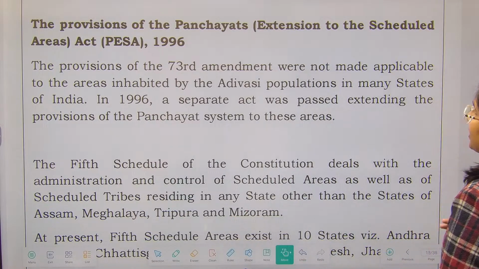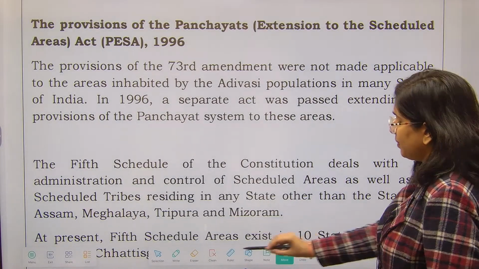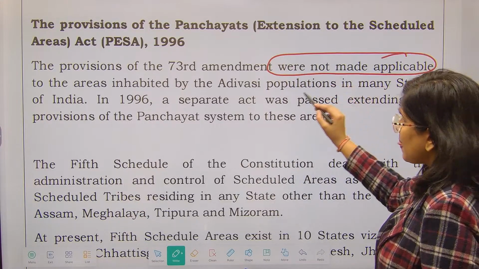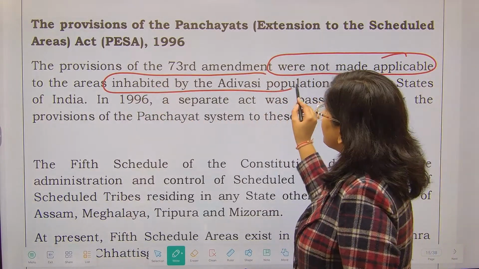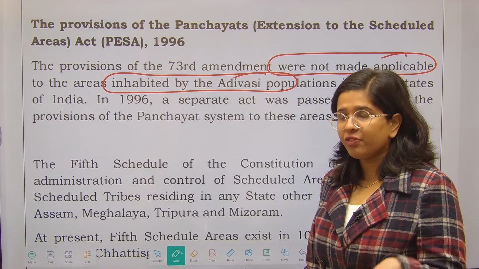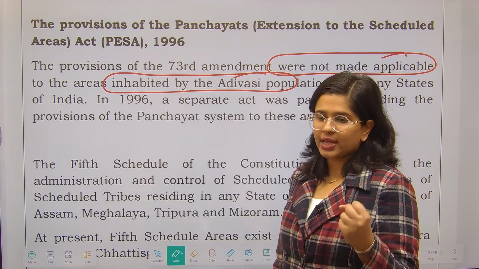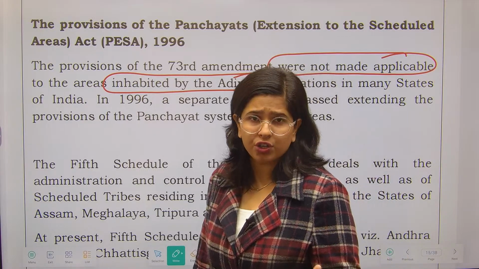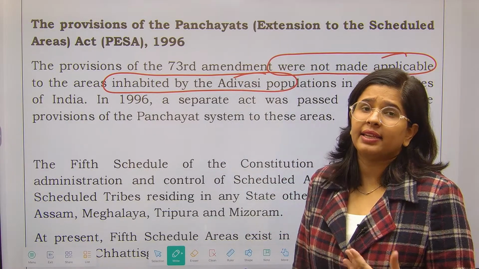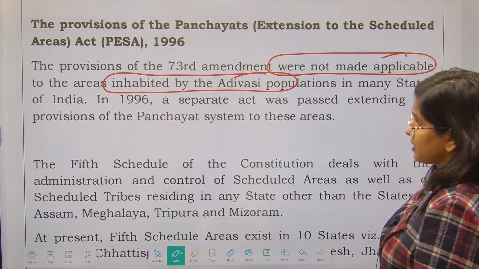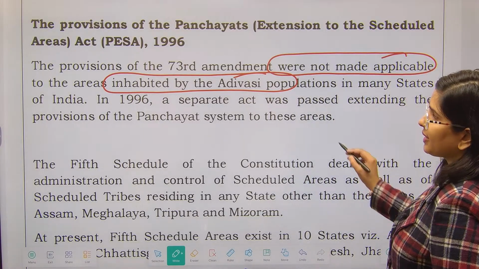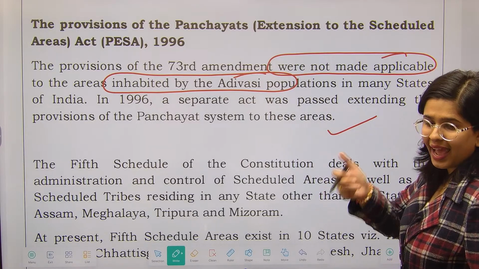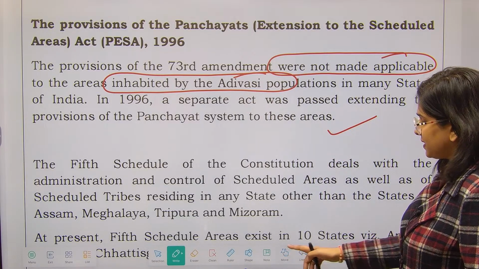So the provisions of the 73rd Amendment were not made applicable to the areas which are inhabited by the Adivasi population. Why? Because if we impose our rules and regulations onto them, that will be considered some kind of coercion, right? We also have to understand that they do have a different culture than us. So in 1996 a separate act was passed, and the provisions of panchayat were molded and then extended to such Adivasi areas.